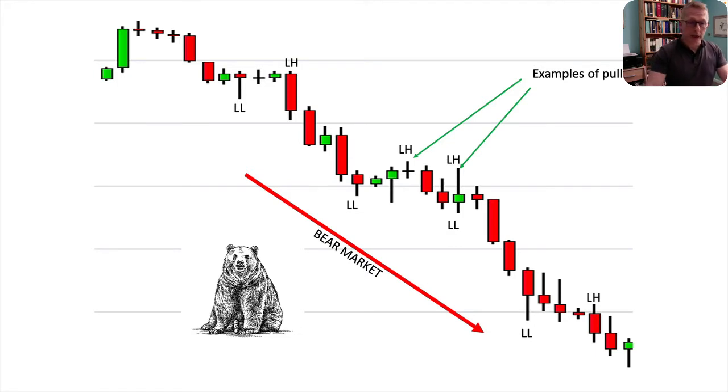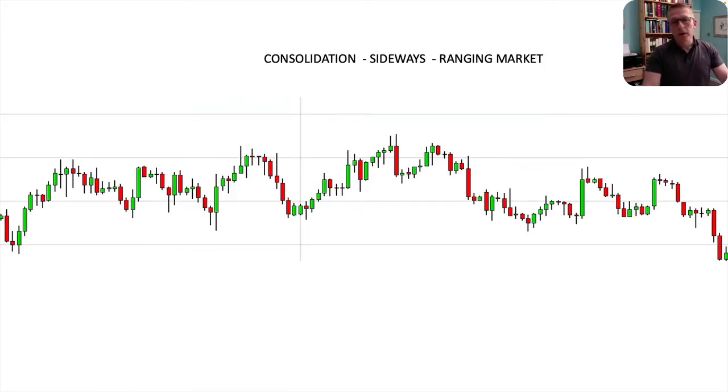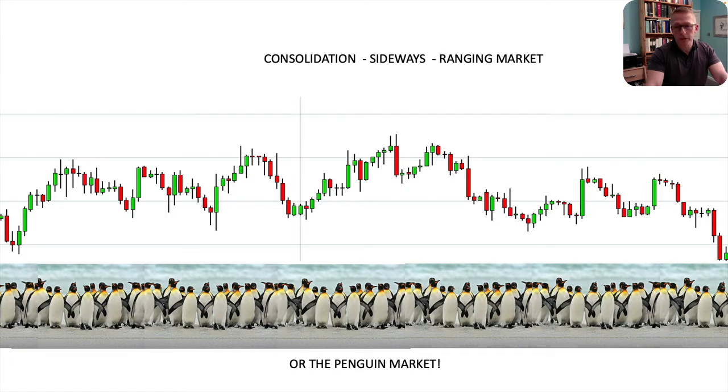Now let's look at the next type of market. The third type of market is one in which the price ranges between two boundaries. This can also be described as going sideways, ranging, or consolidating. Now, for fun, I prefer to call it the penguin market, huddling around a defined territory, not really sure whether to break out of the flock and go fishing.